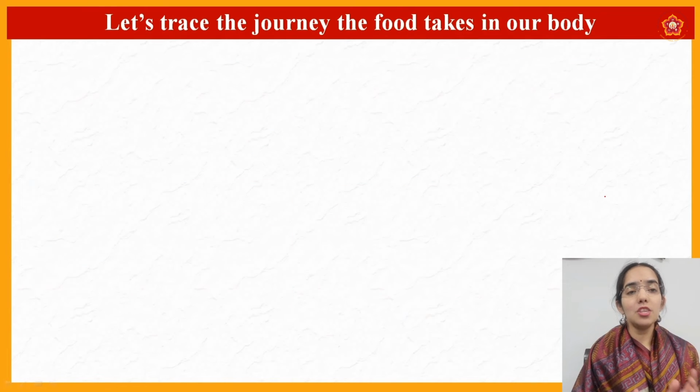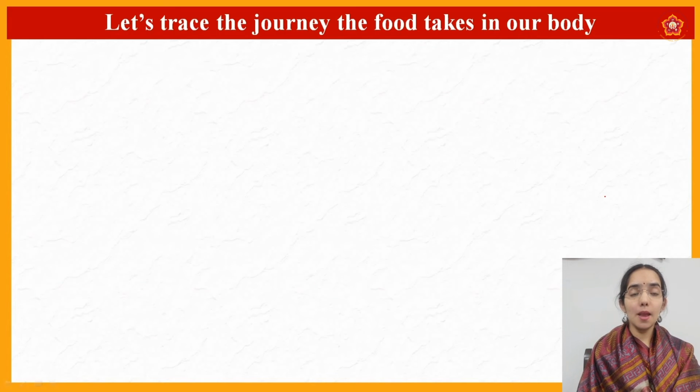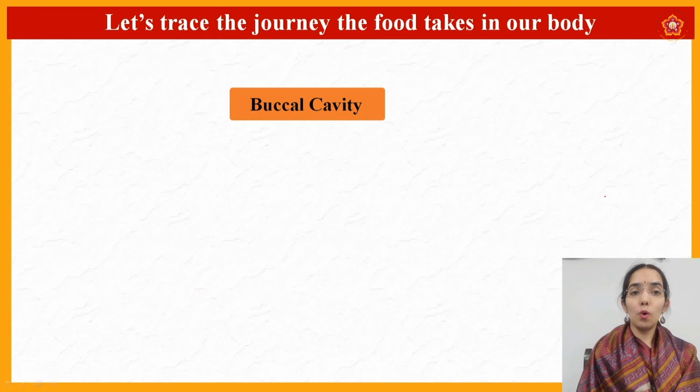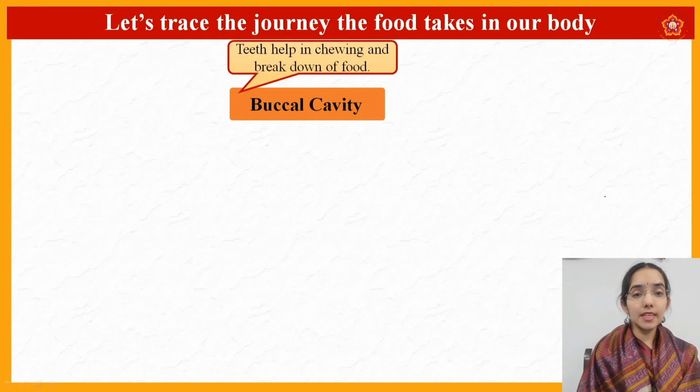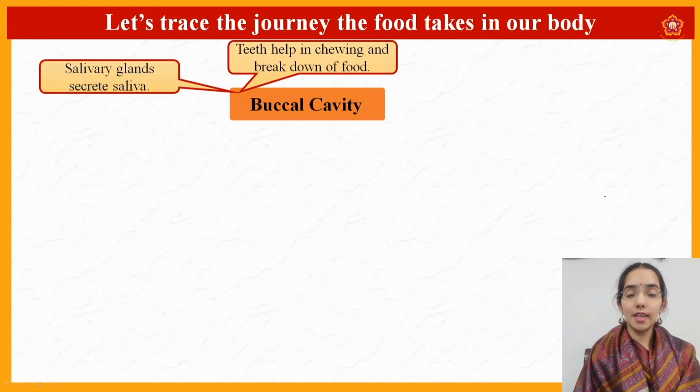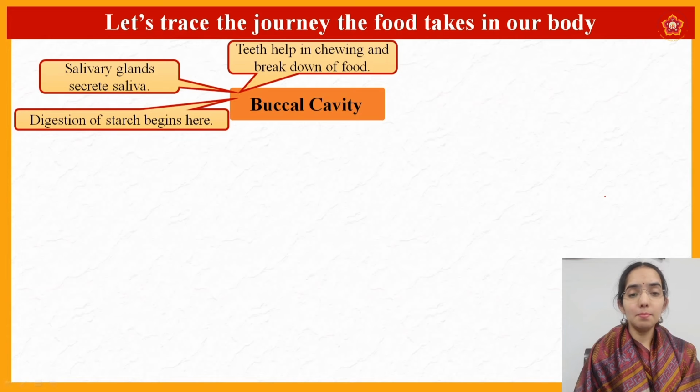Moving ahead. Now we have completed this process of digestion in our body, and the digested food has gone to all parts of the body and the remaining waste has been ejected out. So now let's trace the journey of food from the very beginning till the end. The journey of food in our body starts in the buccal cavity. What happens in the buccal cavity? The teeth help in chewing the food and breaking it down into smaller pieces. Then the salivary glands secrete saliva. Digestion of starch also starts in the buccal cavity.